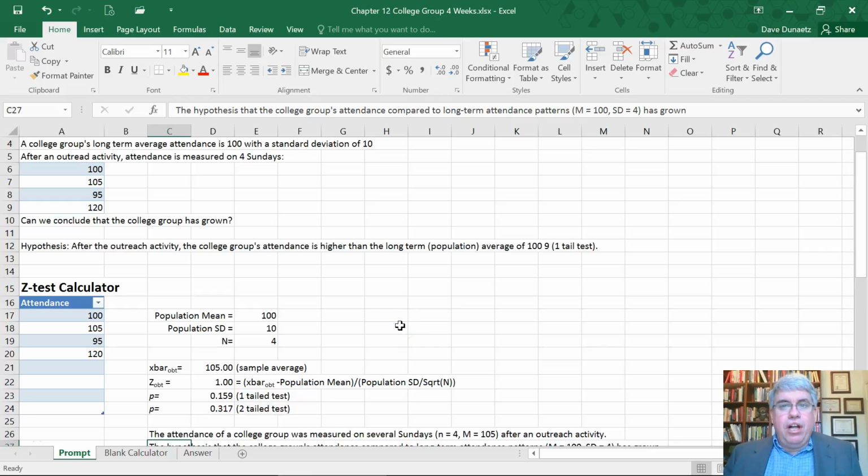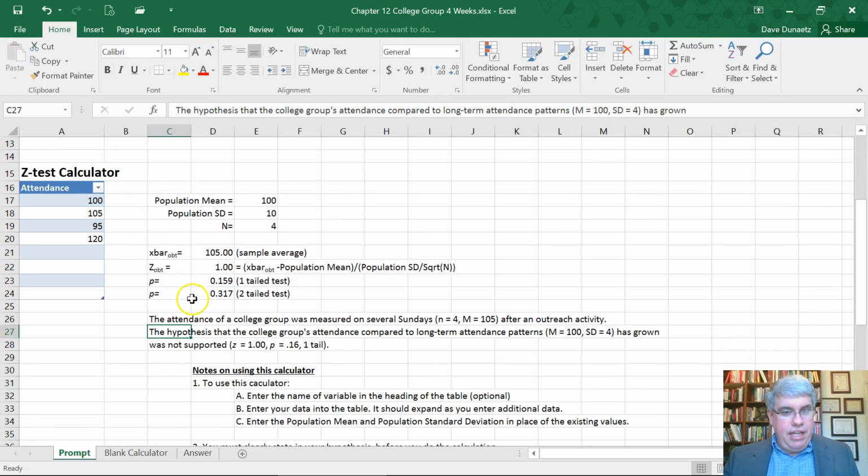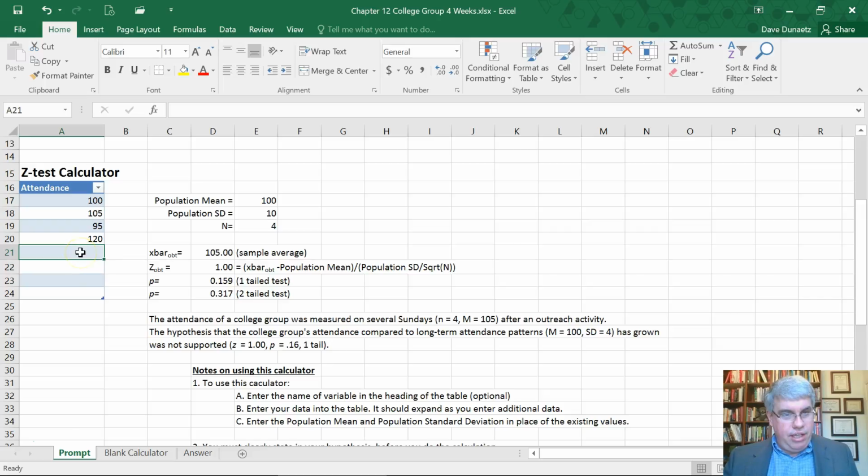Now let's continue our college group example, but instead of having just 4 weeks of data, we're going to have 16 weeks of data to see if things have changed. So let's enter in our data in our test calculator.